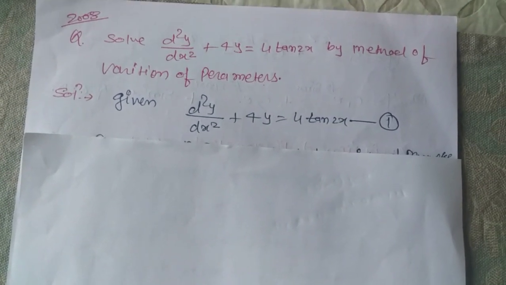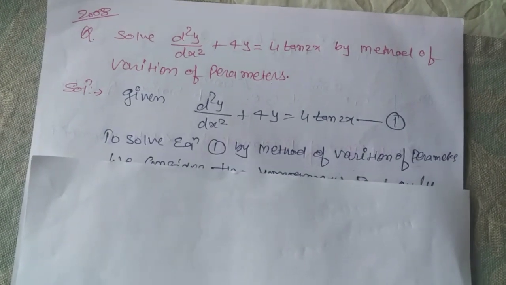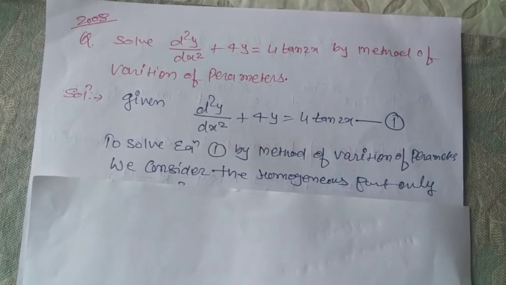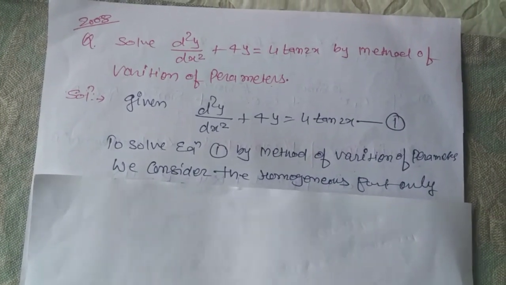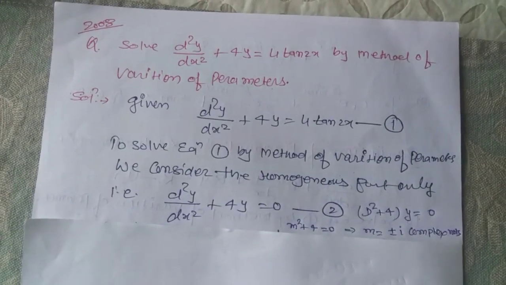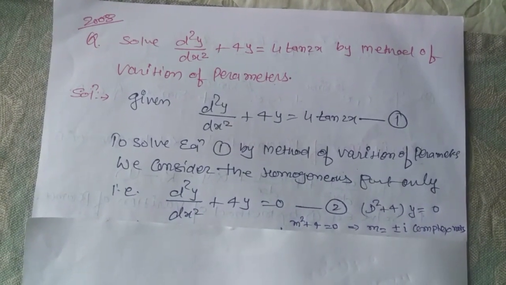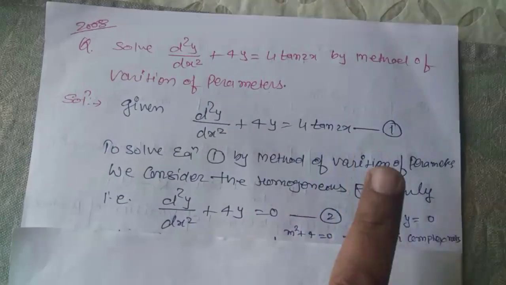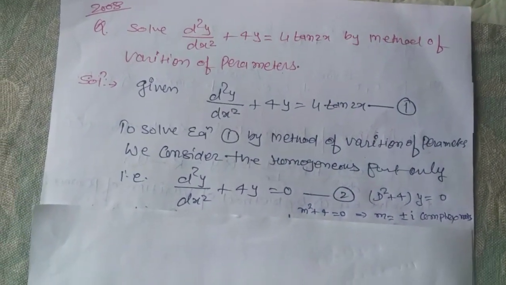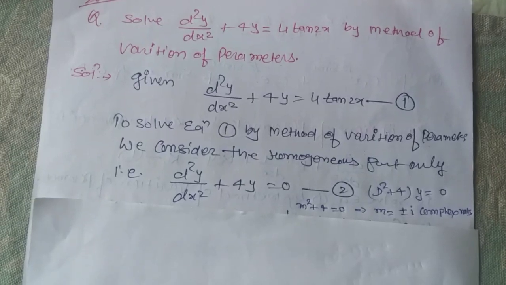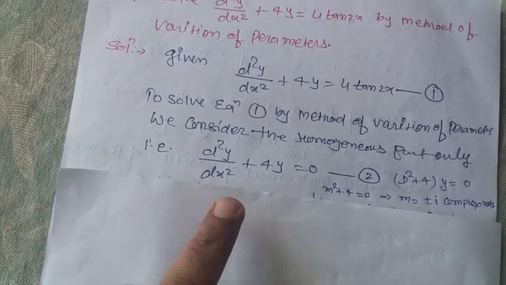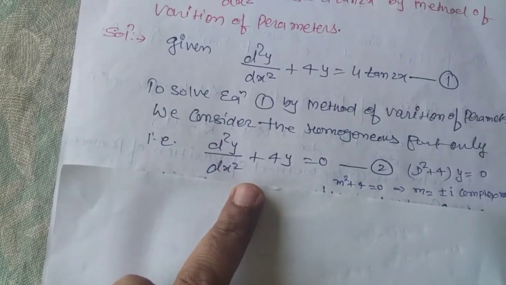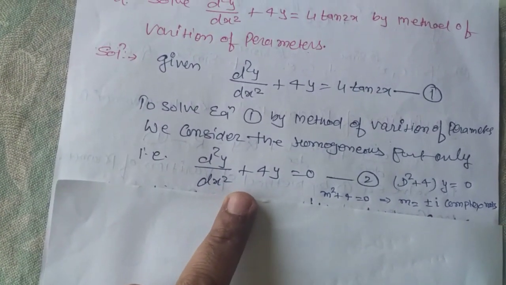Now, to solve equation 1 by the method of variation of parameters, we consider the homogeneous part only, and the homogeneous part of equation 1 is d2y by dx2 plus 4y equal to 0. Equating the inhomogeneous part, 4 tan 2x, to 0, we get the homogeneous part of equation 1. Now first we have to obtain the solution of equation 2, which is clearly a linear differential equation with constant coefficients.